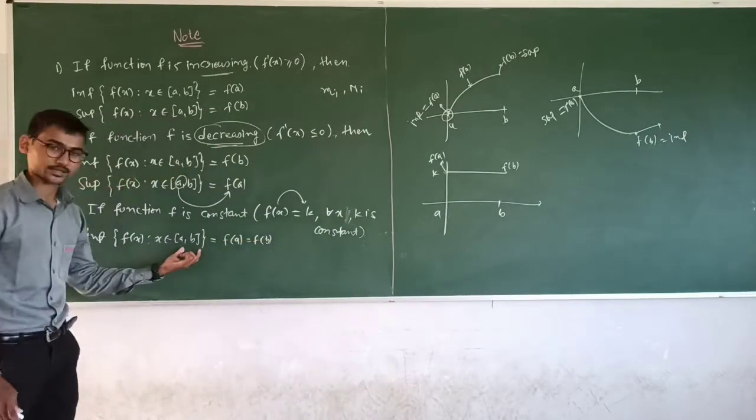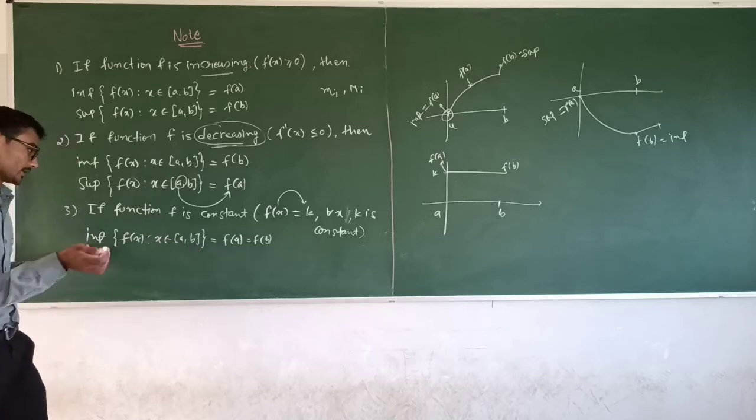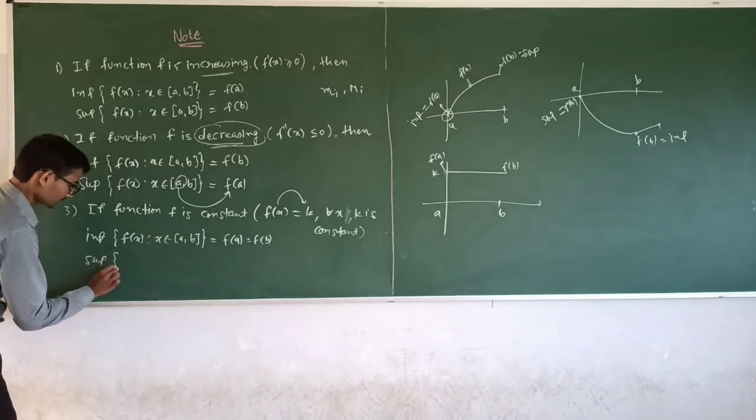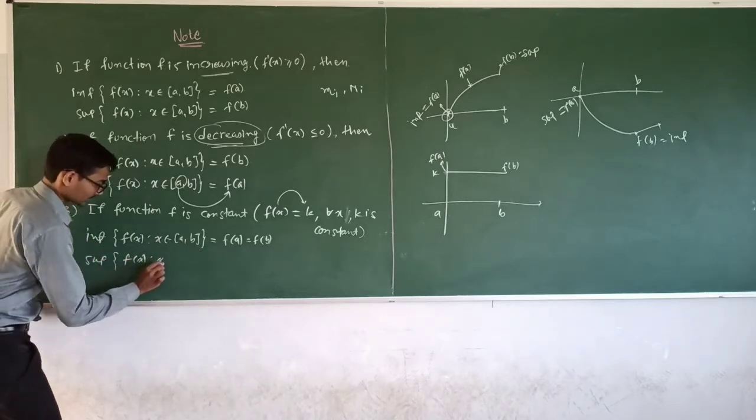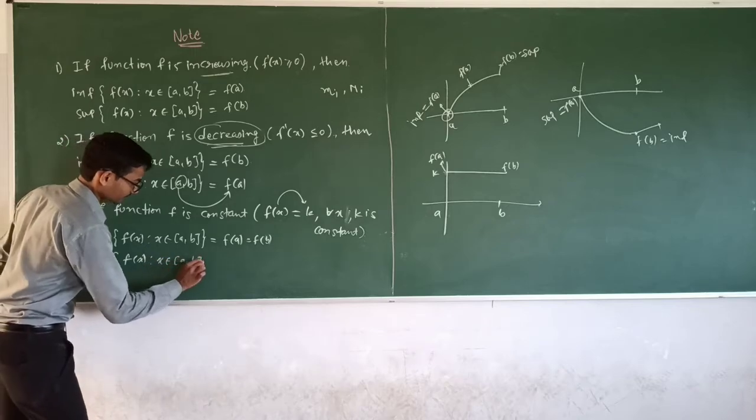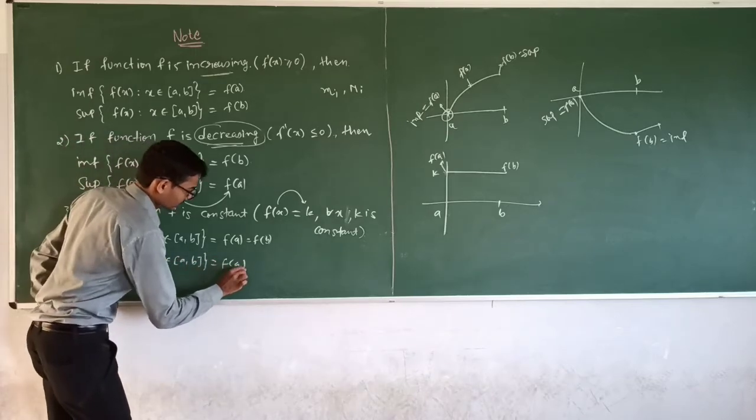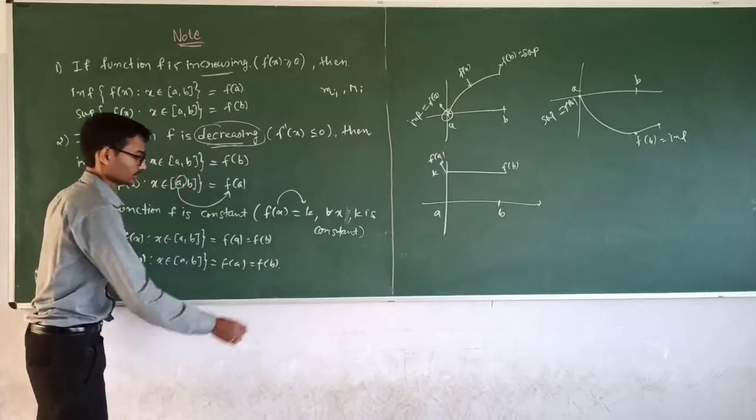Supremum of f of x such that x belongs to closed interval [a, b] is equal to f of a, which is equal to f of b.